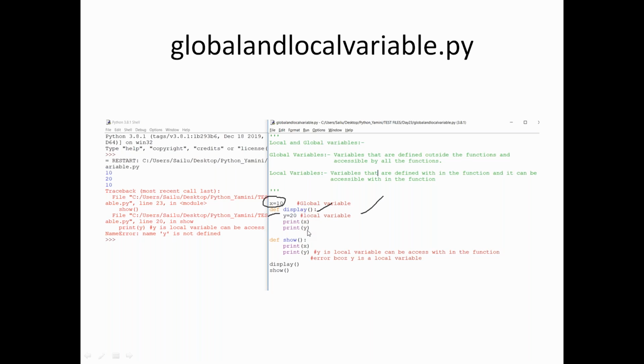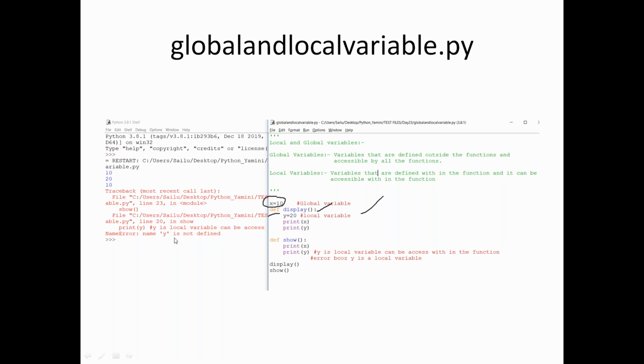But there is another issue. Now you can see my second function, def show. There is another function which I created. Print x is a global variable. It is defined, and it can be referred to in your show function also. But when I come to print y, it is a local variable which is defined in the display function, so it cannot be referred to in your show function. So it is going to show an error.